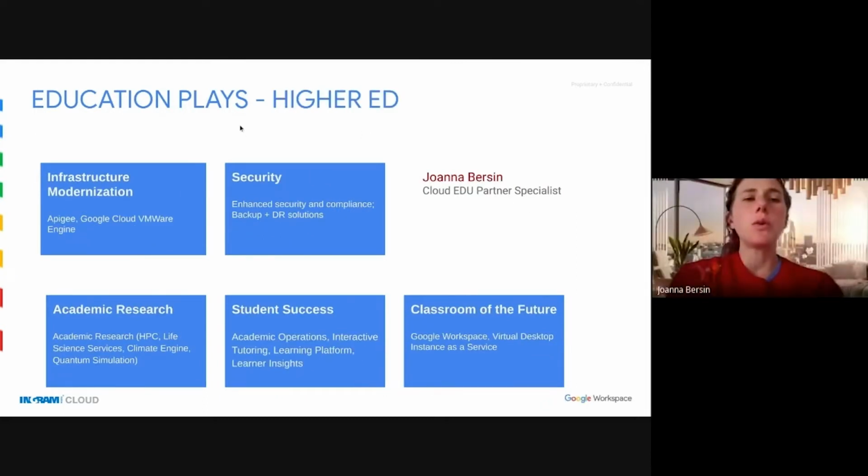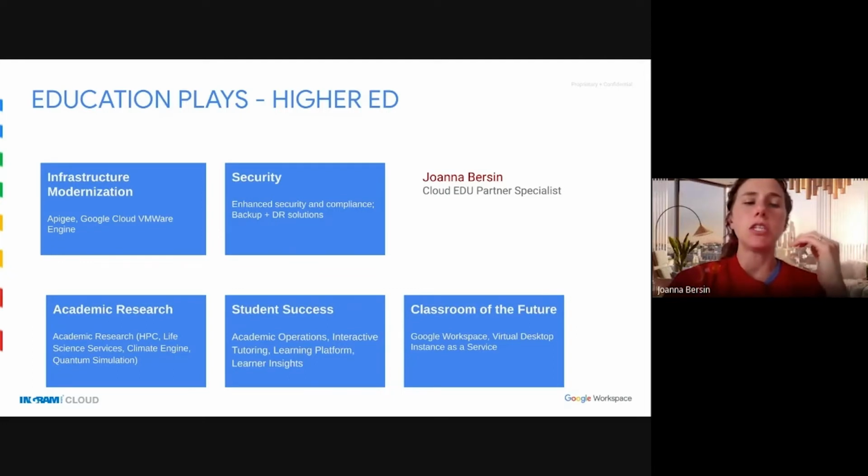Perfect. I know we're really behind on time, so I'm just going to be very quick. Higher ed, just three main constituents that I'll break these down into. One being central IT, two being academic research, and then three, student success, teaching and learning. We've talked about infrastructure solutions. I think Kyle mentioned, some of these are more commoditized.